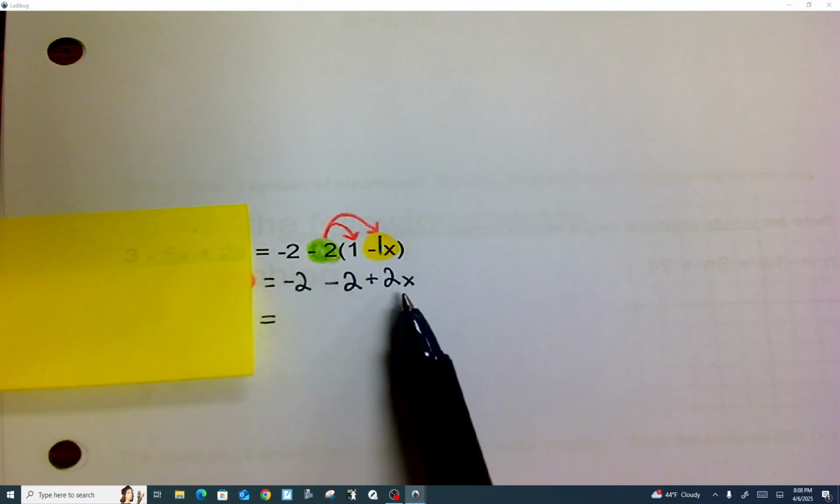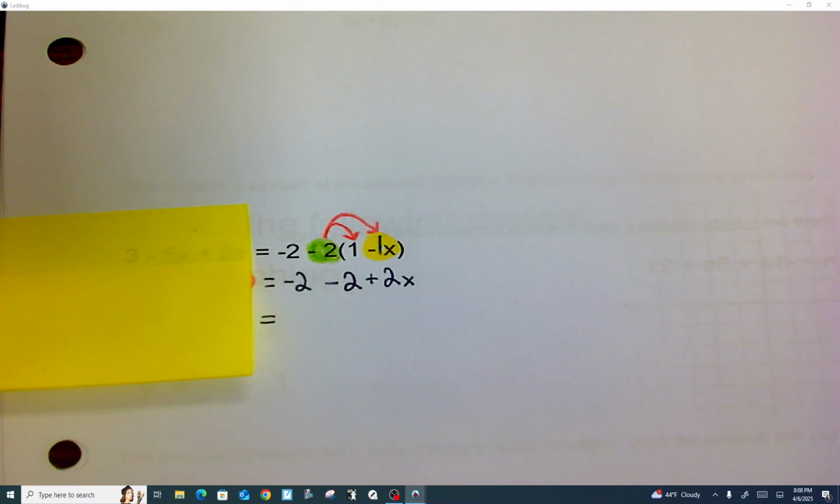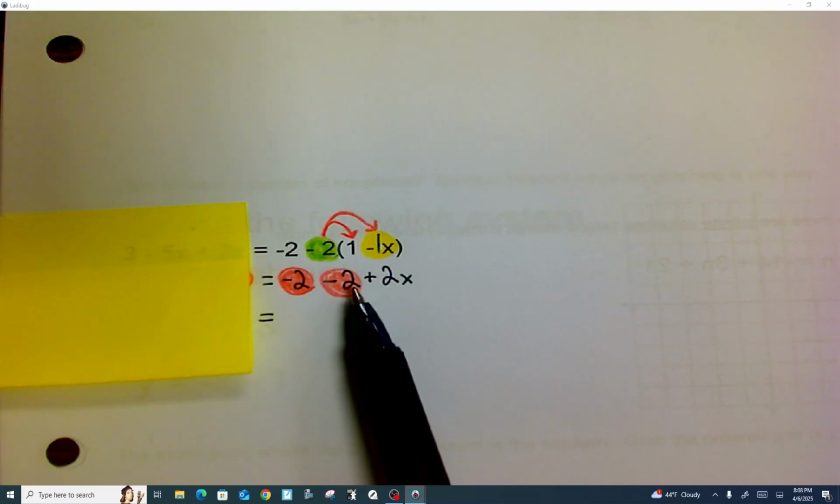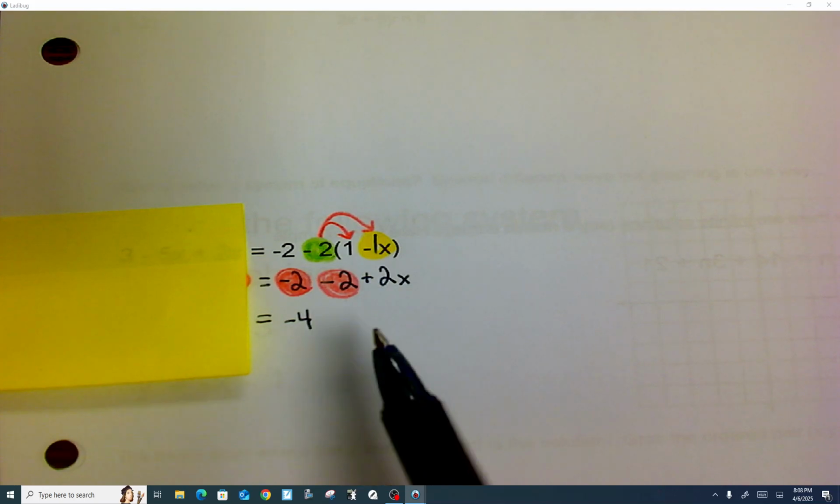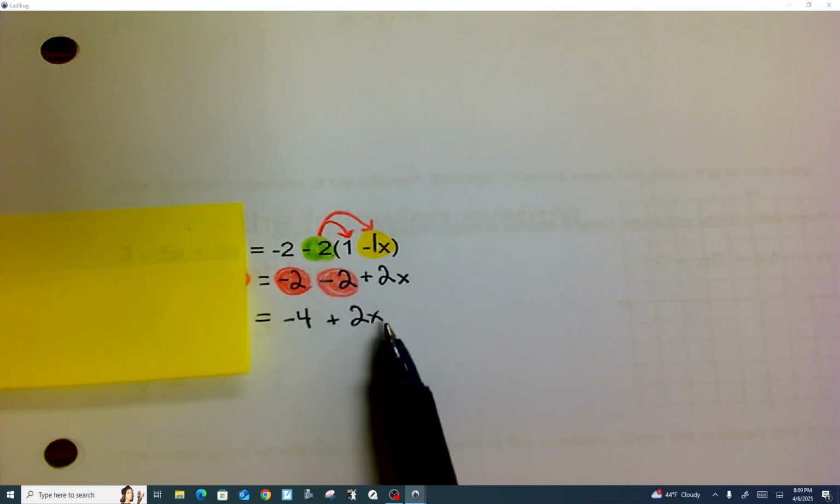So here's what we have. Sometimes you can combine, sometimes you can't. These do not have x's on them, so negative 2 minus 2 would be negative 4, and I'm going to write that right here. So these are gone. It's been replaced by negative 4, and the plus 2x can fall straight down, but I'm just going to tuck it in a little bit closer there.